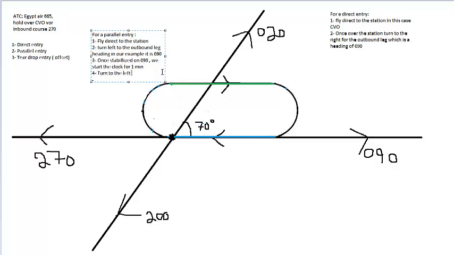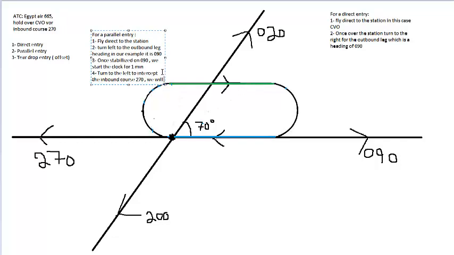Once 1 minute goes by, all we need to do is to turn to the left again to intercept the inbound course, which is in this case 270. And since we are going to be very close to the inbound course, we will overshoot. In the parallel entry, 99% of the times you will have to overshoot unless you turn very, very sharply to the left.